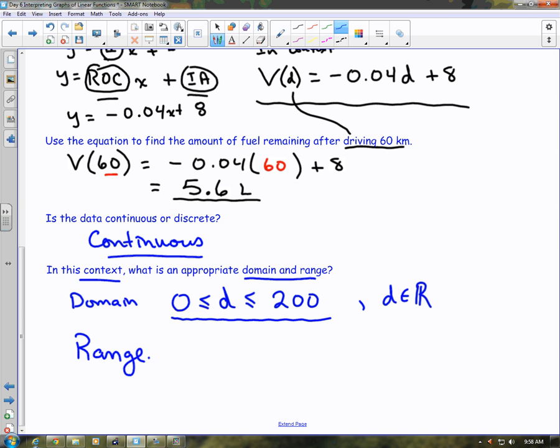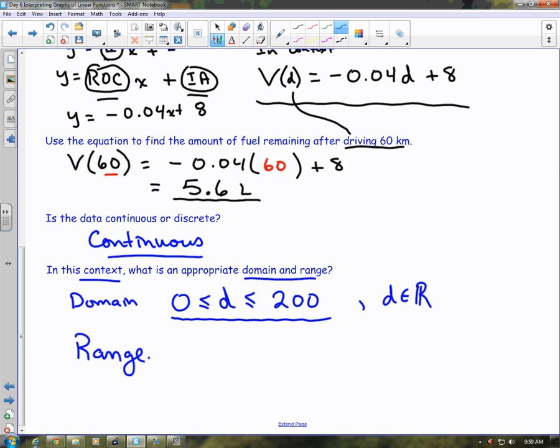And then similarly for the range. The range represents volume. Well, there's a maximum number for that volume, and then there's a minimum number for that volume. We can't go negative amount of liters. What does that do? Suck your tank? I don't know, it doesn't do that.